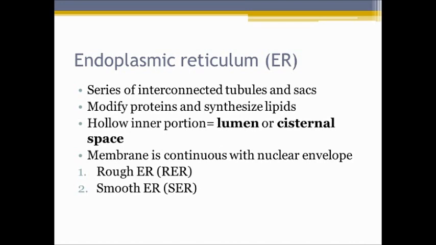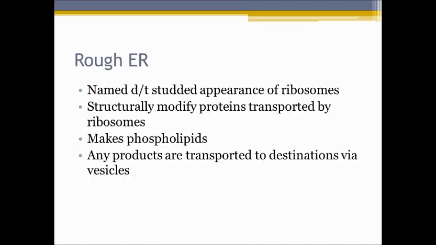The endoplasmic reticulum is a series of interconnected tubules and sacs. It's directly connected to that nuclear envelope. It modifies proteins, synthesizes lipids. It also has some detoxification functions as well. The hollow inner portion of the endoplasmic reticulum is known as the lumen, or the cisternal space. And it can be broken up into the rough endoplasmic reticulum, or the rough ER, or the RER, and the smooth ER, or the SER.